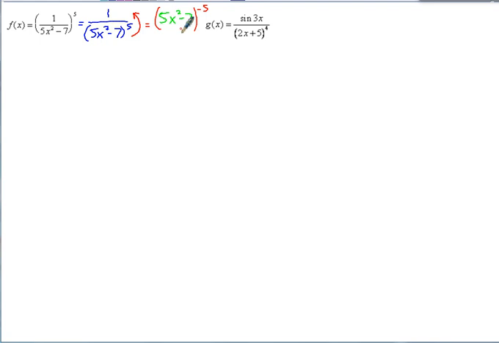So now when we take the derivative from there, on the outside again, we use the power rule. So we bring the negative 5 out in front and leave the function inside alone. So we do 5x squared minus 7, and then we reduce the exponent by 1. So instead of negative 5, subtract 1 from that would be negative 6. But then the chain rule says you have to multiply that by the derivative of the function inside. The derivative of the function inside would be 10x, where negative 7 is a constant.